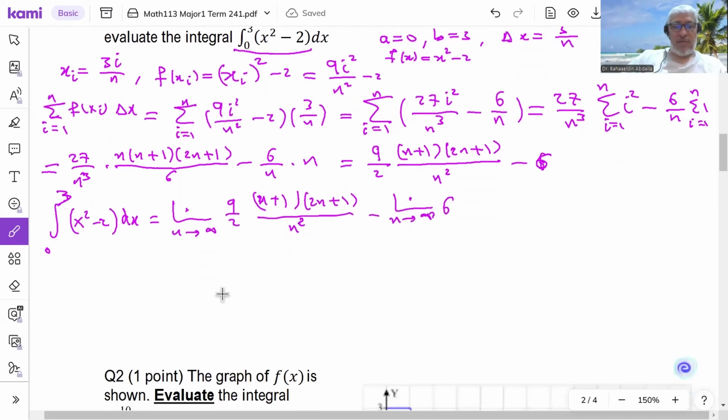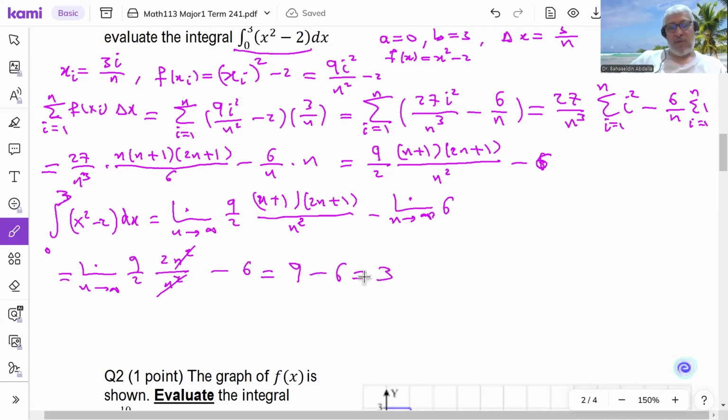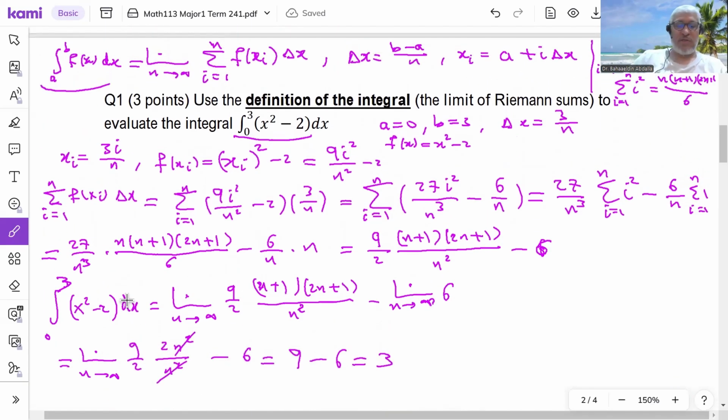Now how to evaluate the limit when n goes to infinity? We take the highest power in the numerator. So if you multiply these two, the highest power is 2n squared, and the highest power below is n squared. And the limit of 6 when n goes to infinity is 6. n squared cancels with n squared, 2 cancels with 2, and the limit would be 9. And here I have 6. 9 minus 6 is 3. That's the answer, and you can check that your answer is correct by evaluating this integral using the calculator.